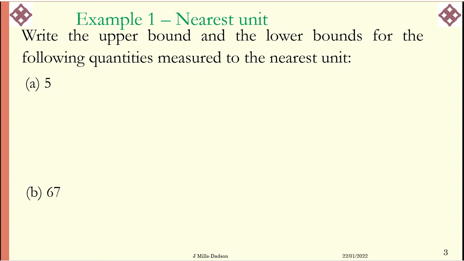Since the number is halfway, you always go by what is said as the rule, because it says that we are supposed to write 5 and 67, which are all measured to the nearest unit. So the key word is what? Nearest unit. And the unit is 1, so to create a rule, we divide 1 by 2. So our rule is plus or minus 0.5 to create the lower and the upper bound.